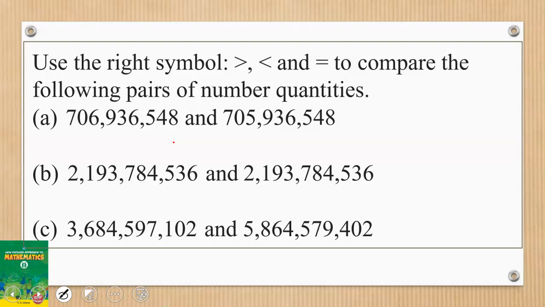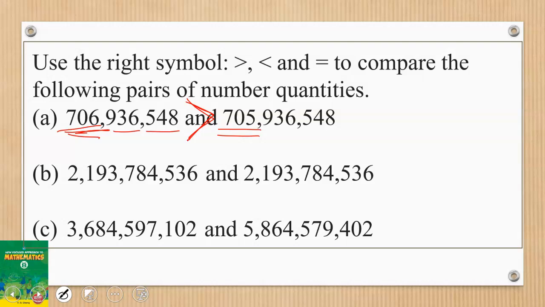Let's look at this example too. Use the right symbol to compare the following numbers. Here we have 706,936,548, and here we have 705 million. So you can see the difference. 706 million is bigger than 705 million. For that matter, I can put greater than in between them. So 706 million is bigger than 705 million.